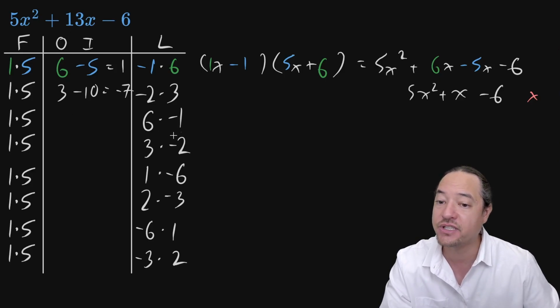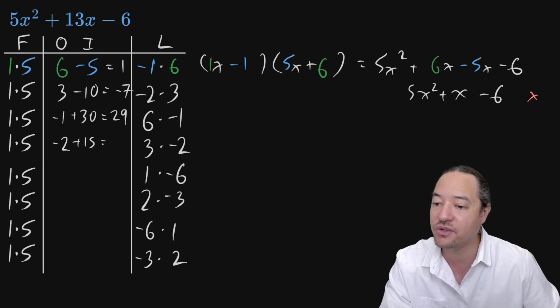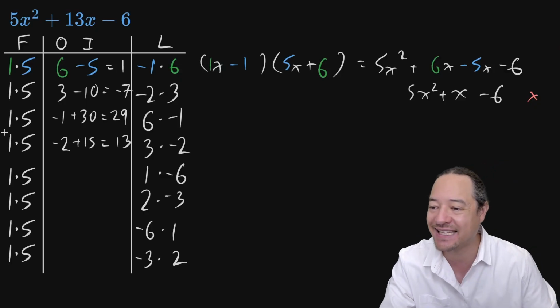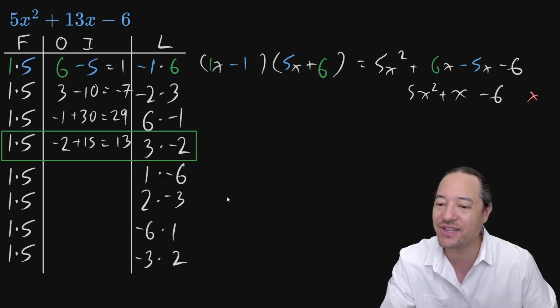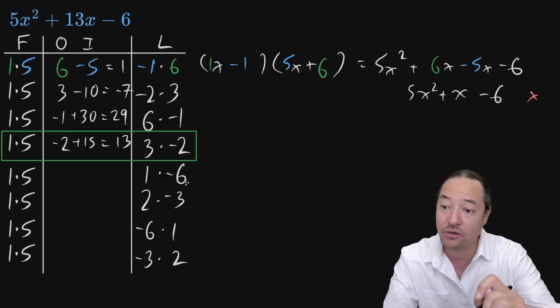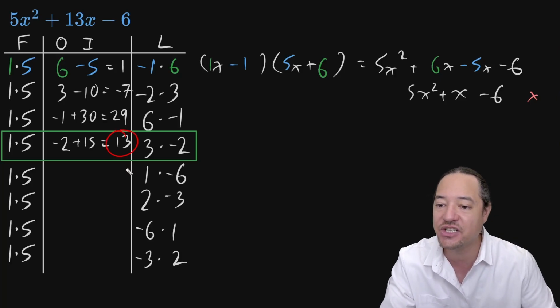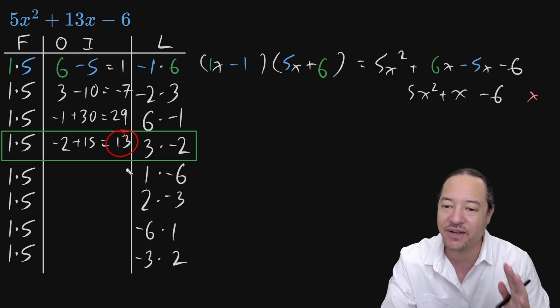Here we get outer times outer, -1 times 1 is -1. 5 times 3 is going to give us a 30. This gives us 29. 29 is not 13. Okay, so let's keep going. 1 times -2, this is a -2. 5 times 3 is a 15, so this is going to be a 13. Oh, look at that. That's exactly what we were looking for. Okay, so this here should be the correct combination. We just need to check the middle term to see if we get a 13 here.